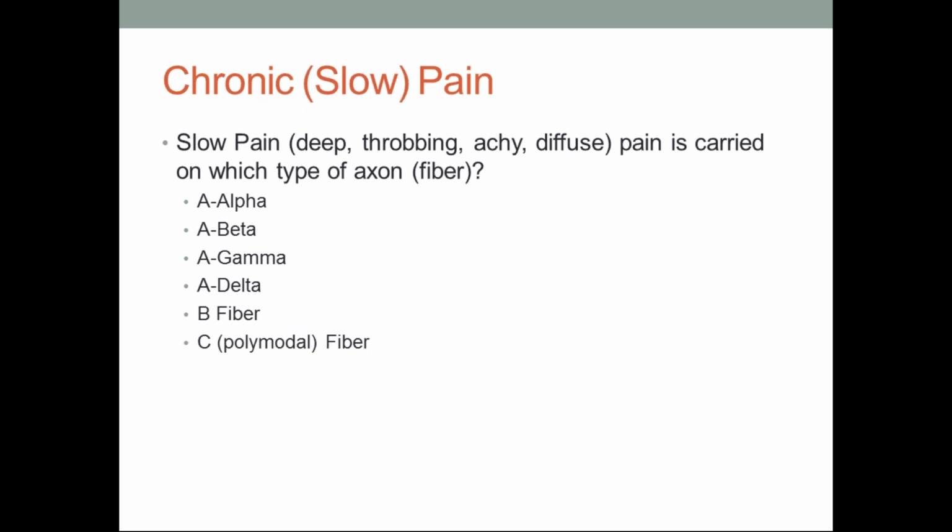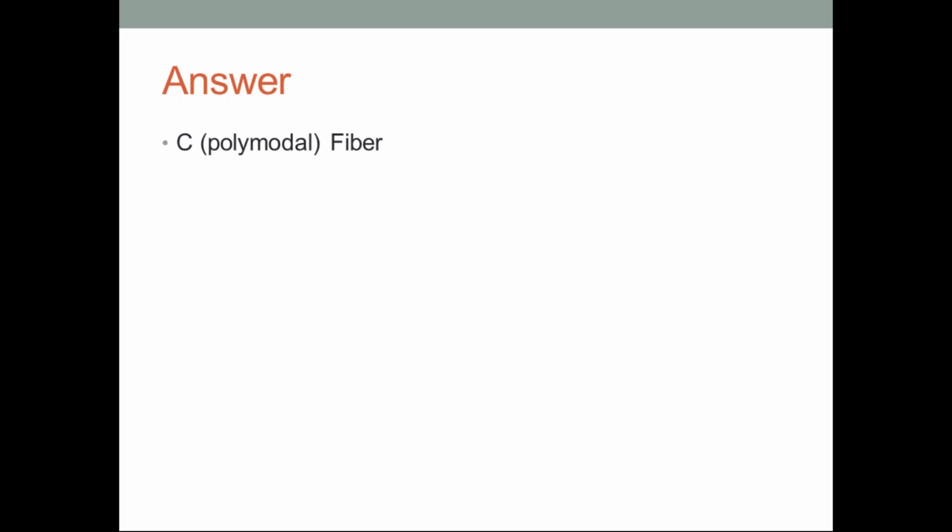Slow pain, which is deep, throbbing, achy, and diffuse pain, is carried on which type of axon or nerve fiber? Boom, you guys know that one, the C. Sometimes called the polymodal fiber depending on where you're reading, so I just included that there.